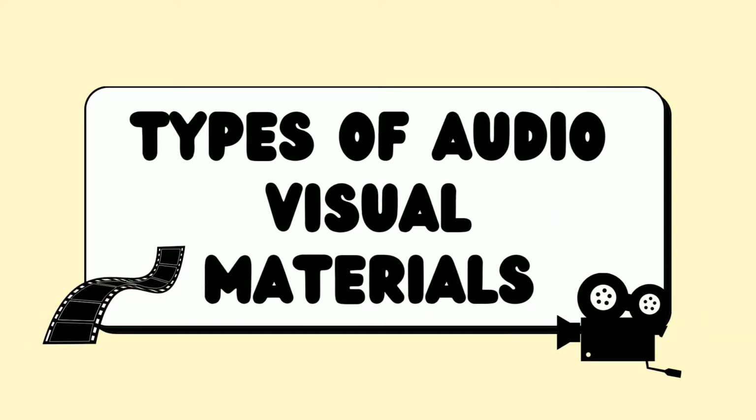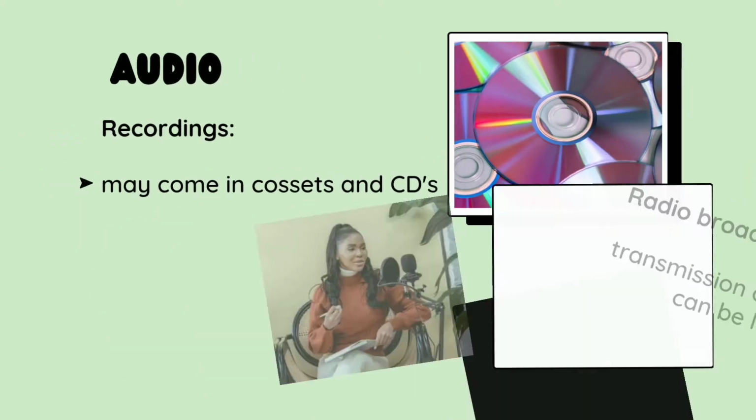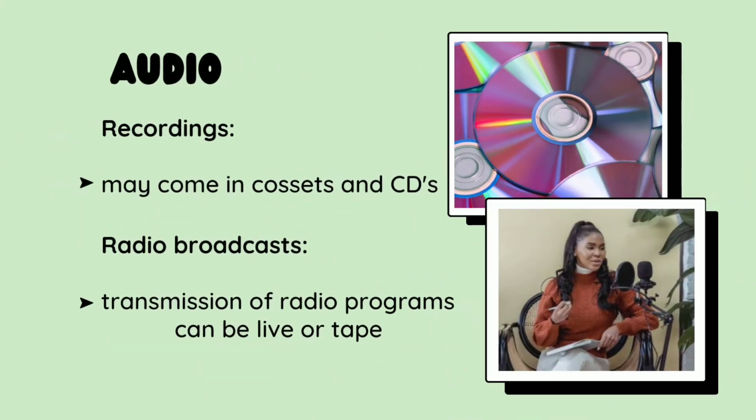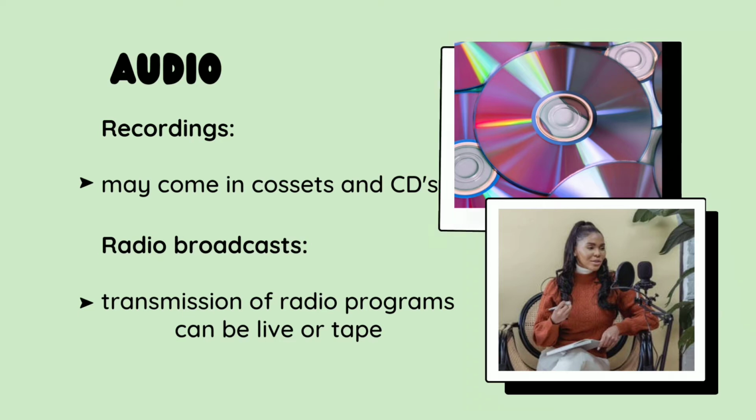We are now in the types of audiovisual materials. In audio, first is the recordings. They may come in cassettes and CDs. Second is the radio broadcasts. It is the transmission of radio programs that can be live or taped.